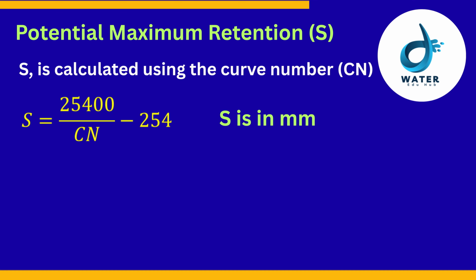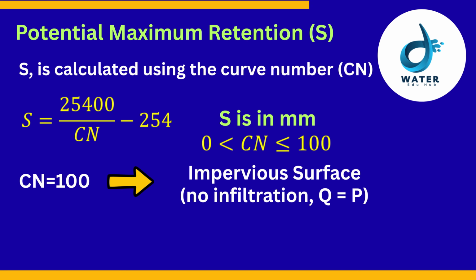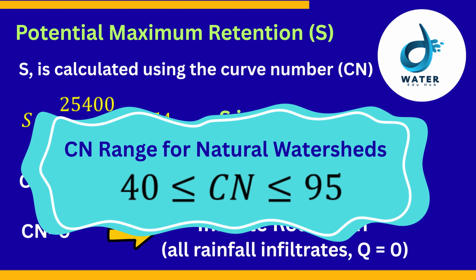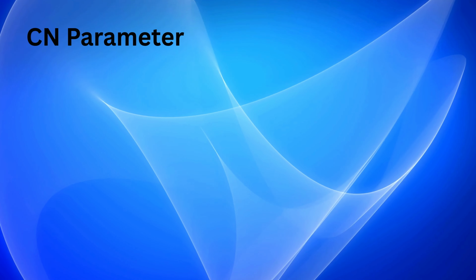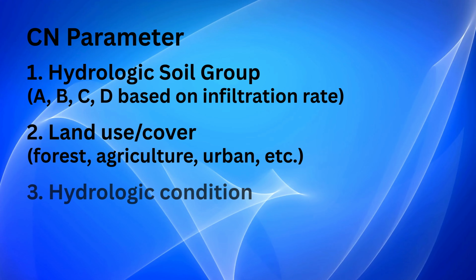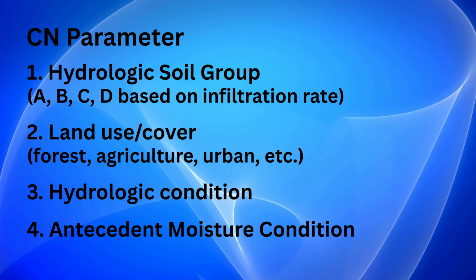CN ranges between 0 to 100. A CN of 100 represents an impervious surface, while a CN of 0 represents an infinite retention. Typical range for CN is between 40 to 95 for natural watersheds. CN generally depends on hydrologic soil group, land use or cover, hydrological condition, and antecedent moisture condition.